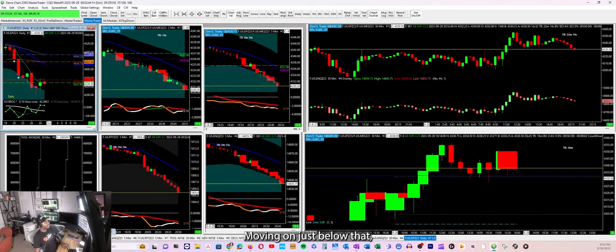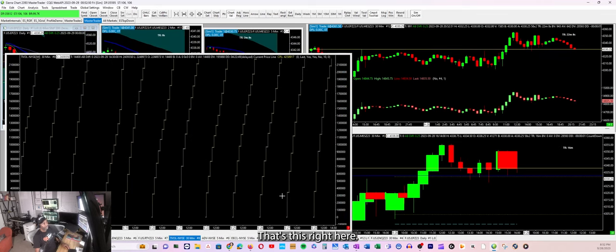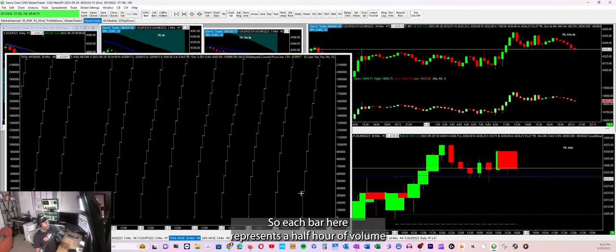Moving on, just below that I have the New York Stock Exchange volume. That's this right here. Each bar here represents a half hour of volume based on the New York Stock Exchange stocks.